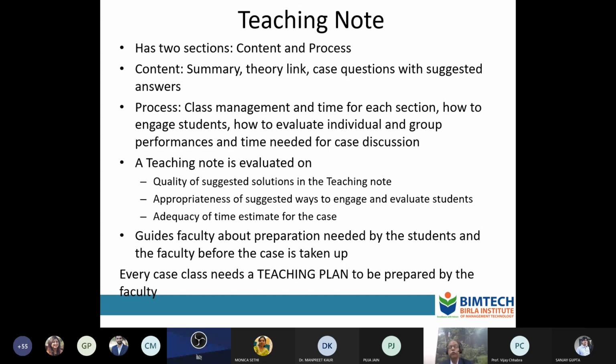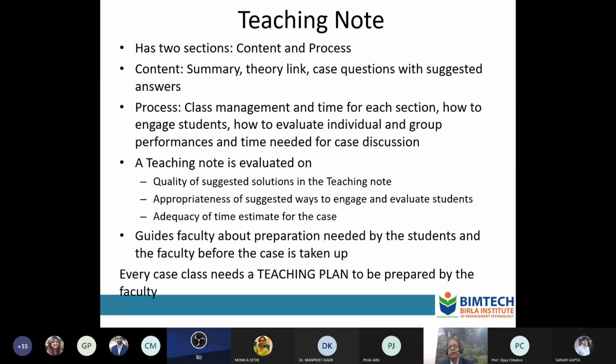Which theory it is based on should be written with very few citations. And case questions with suggested answers, not full answers, suggested answers. And case questions should be a part of the content of the teaching note.